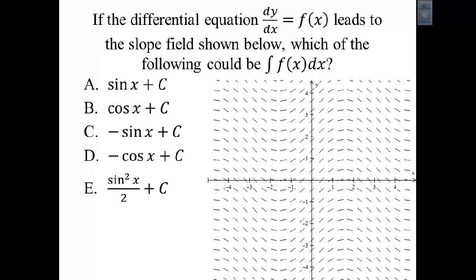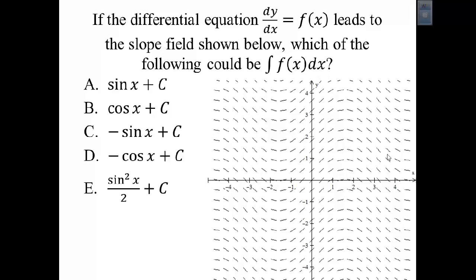All right, if the differential equation dy dx equals f of x leads to the slope field shown below, which of the following could be the integral of f of x dx? All right, so this is one of those situations where you're going to want to find out which one of your trig functions it's going to be. Well, looking at this thing, you can see an up and down movement, so you can see it going through the motions of the waves.